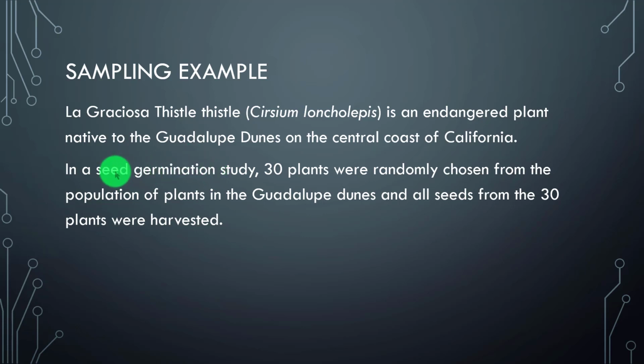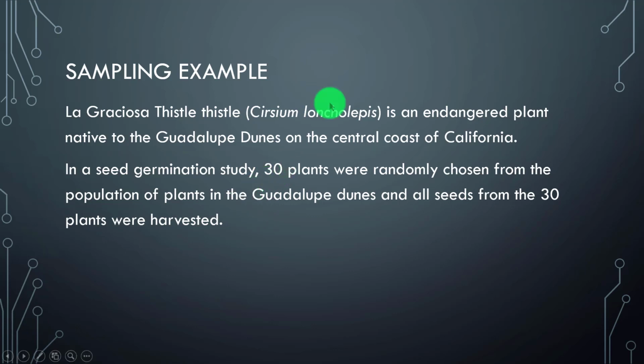Notice that this is a seed germination study. So they are collecting seeds. To collect the seeds first, they are selecting plants. So they've got 30 plants that were randomly chosen. Certainly there's more plants out there on the dunes. But then all the seeds were harvested from those 30 plants.